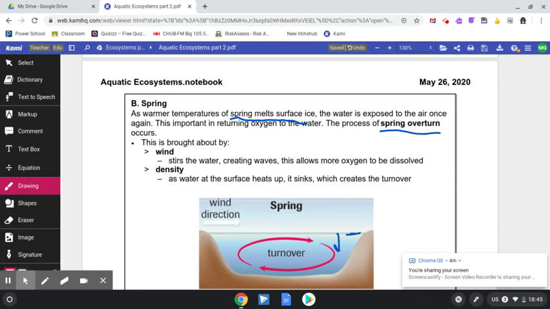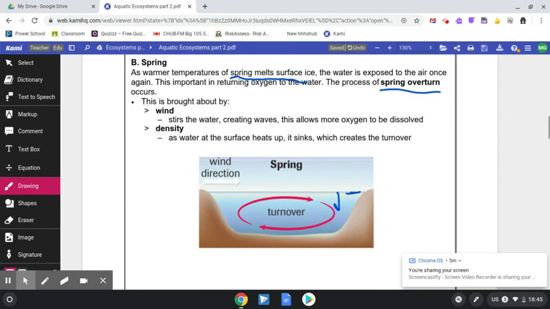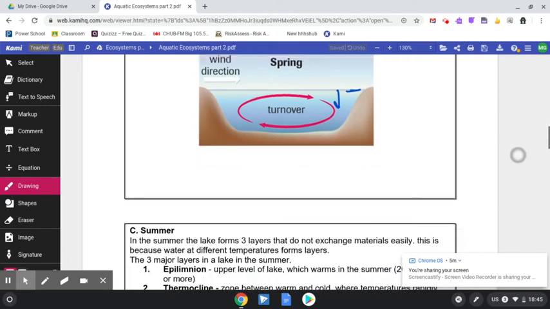As water surface heats up, it sinks because it is more dense. And that causes this spring overturn. So wind and the density of the water or warm water causes this turnover or spring overturn. This returns the oxygen to the water.